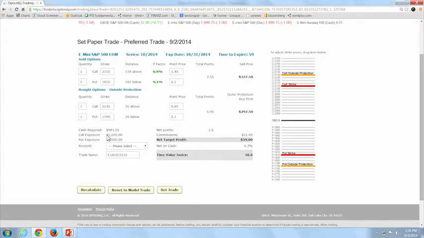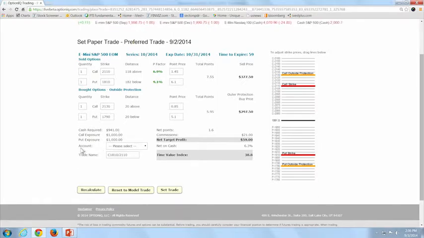So all we're requiring is $1,000 as a deposit minus the net target profit that I expect to make when I set the trade, because that money will flow right into my account immediately. So 1,000 minus 59 equals $941. So that's what your cash required is.